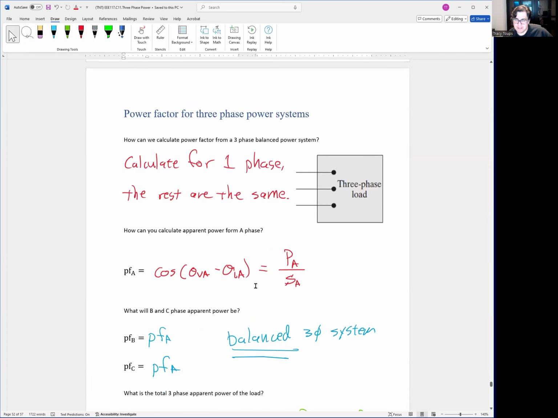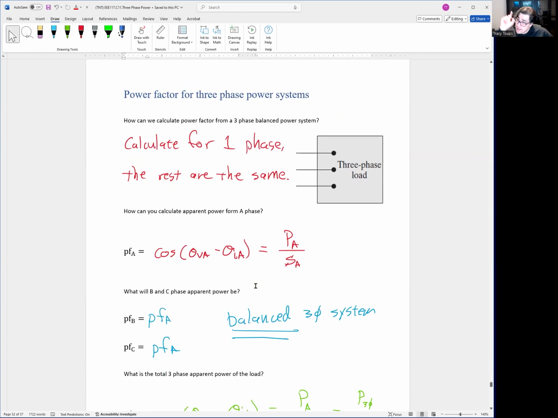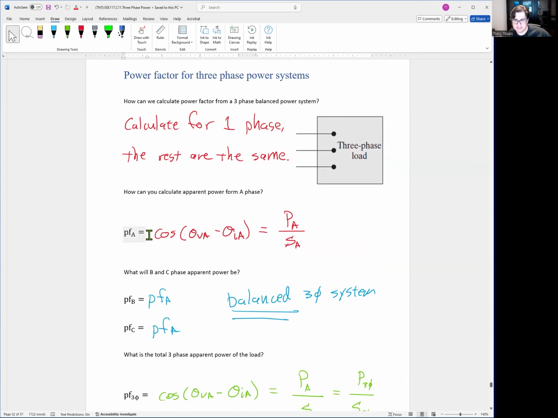So again, just literally everything multiplied by 3, except for power factor. Power factor, you calculate for one phase, the others are exactly the same. So remember, power factor at A phase is cosine of the angle between voltage and current for A phase, or real power of A phase divided by apparent power of A phase. So we could say P over S. Now, power factor B and C phase, guess what? Are going to be the same as the A phase because PA, PB, and PC are the same. SA, SB, and SC are the same. So why would it change?